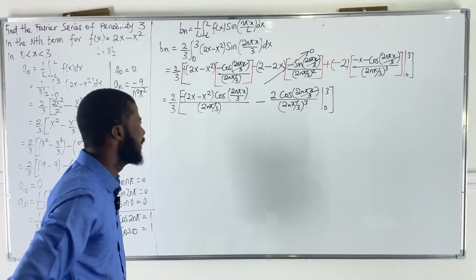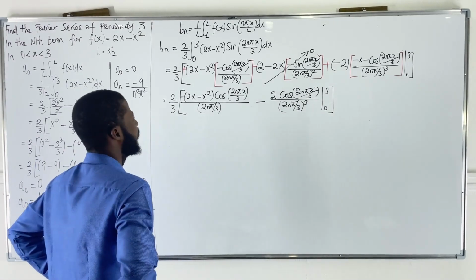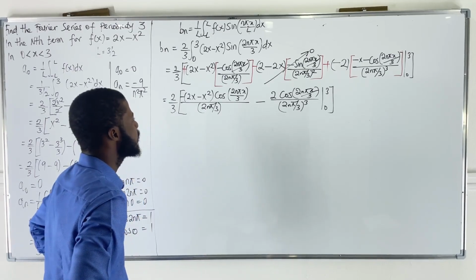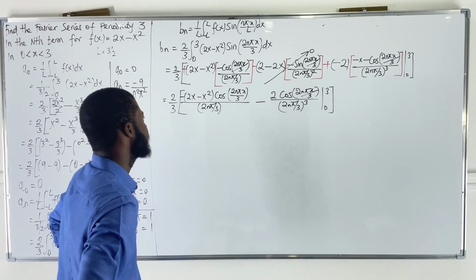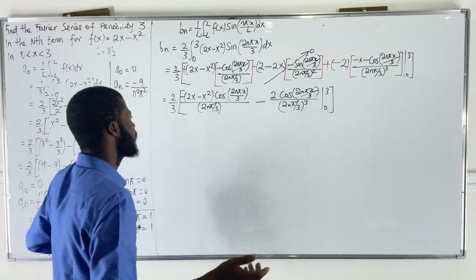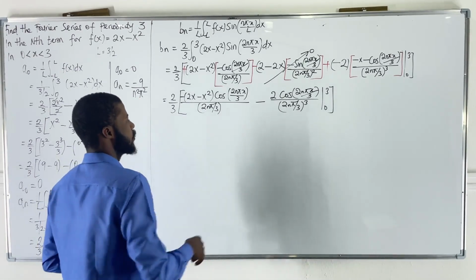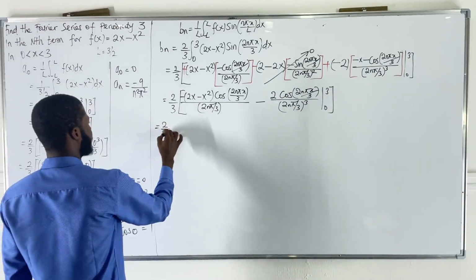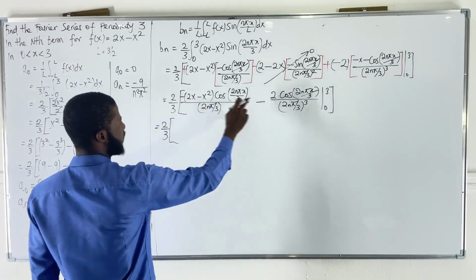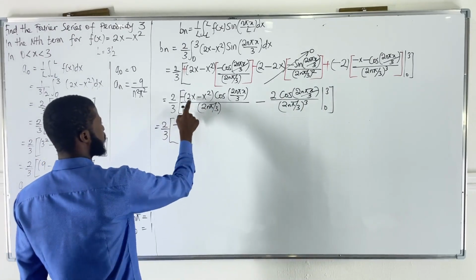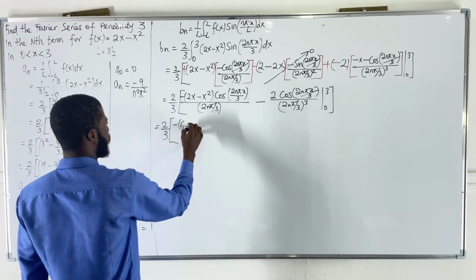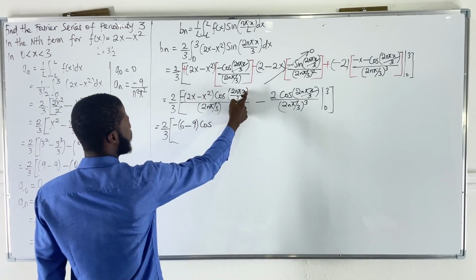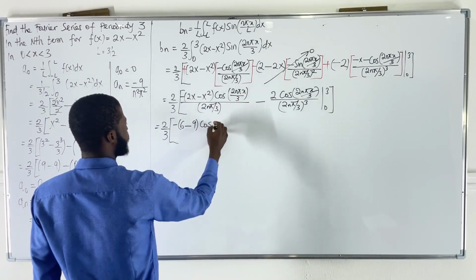This is looking tedious, at the same time kind of beautiful. So let me put in the limit. Let's put 3 first. So this will be 2 over 3. Then anywhere we see x, let's put 3. So this is minus, 2 times 3 is 6, minus 3 squared is 9. Then cos: when you put 3 here, this 3 cancels the other 3, so what's remaining is 2n pi.